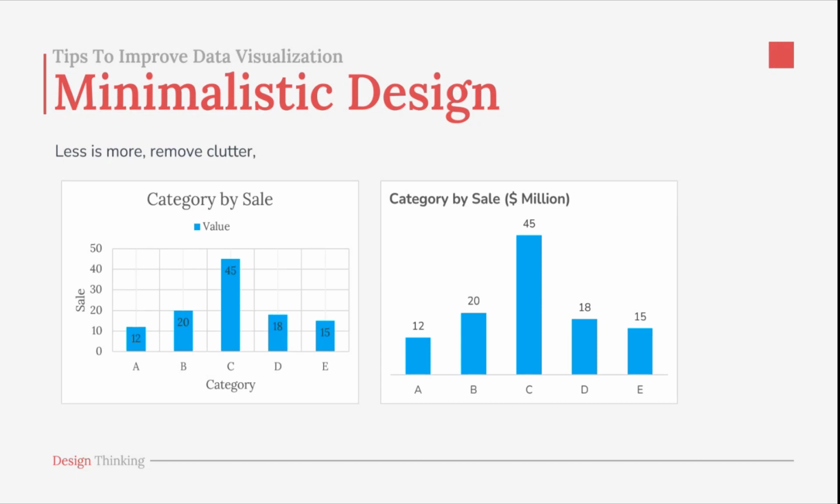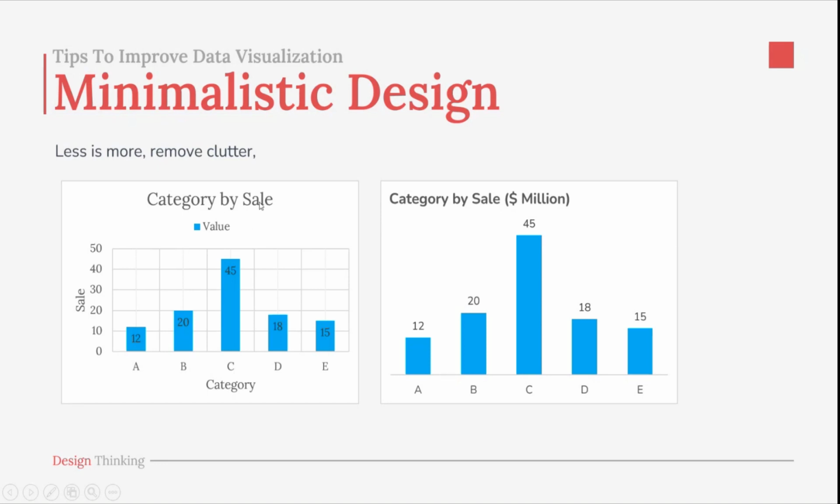The next point to improve your data visualization technique is minimalistic design. What minimalistic design means is removing any kind of clutter, grid lines, boxes, anything which is not relevant to your story. Just remove that from your design. In this given example, this was the first chart, and this is how we have improved it and made it more minimal. We can go one by one through the things we have improved.